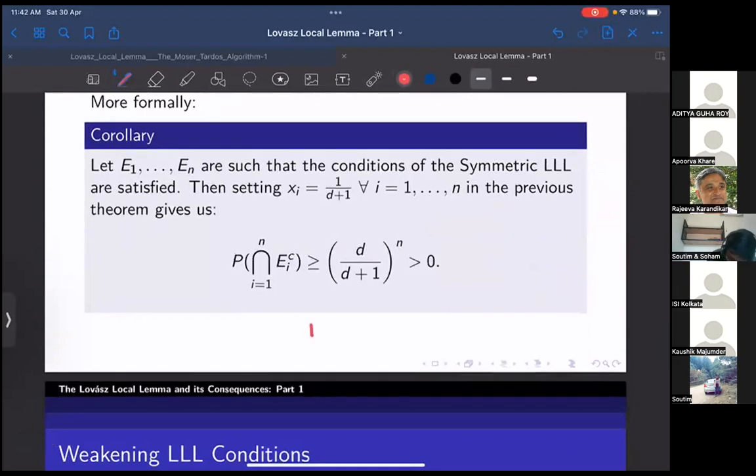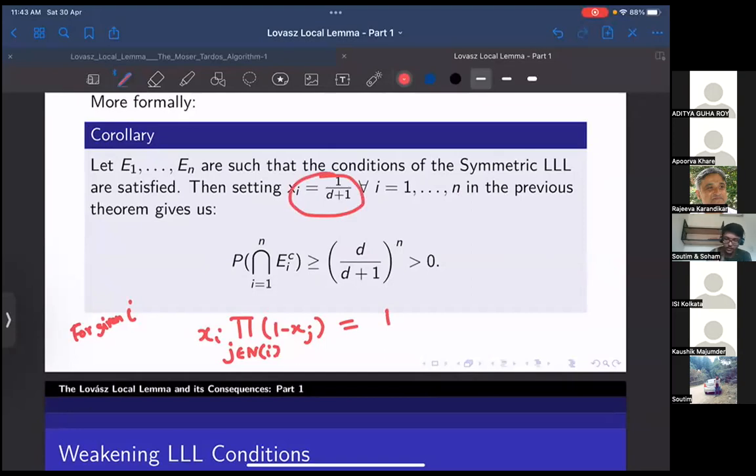What essentially happens is, for a given i, this is just x_i times the product over j belonging to the neighborhood of i of (1 minus x_j). Crucially, remember that these x_i are in some sense functions of the events, if I'm allowed to say so. Then, setting x_i equal to 1 over d plus 1, we will see what the motivation is behind setting x_i to such a value. This is essentially 1 minus 1 over d plus 1.